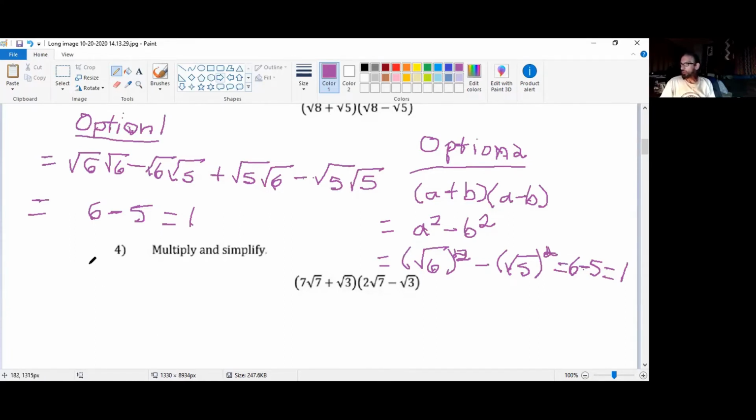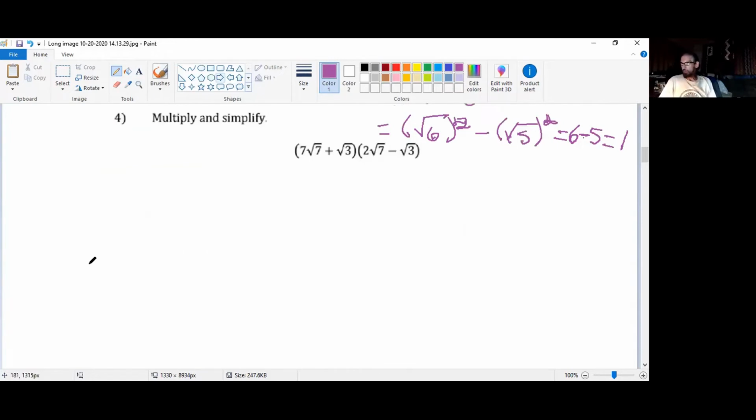In number 4, we don't quite have conjugates. We've got the square root of 3 and the minus square root of 3, but different things multiplied to square root of 7. So for the first, multiplying the 7 and the 2, and that's times square root of 7 times itself.